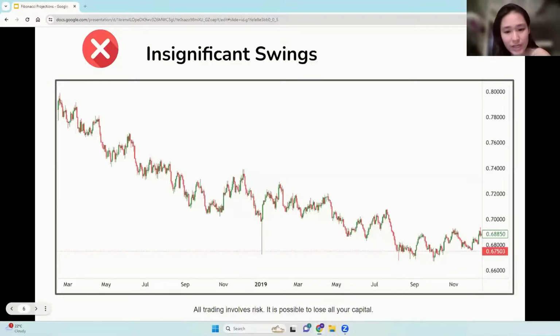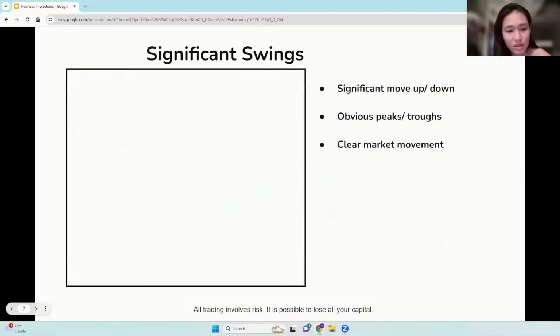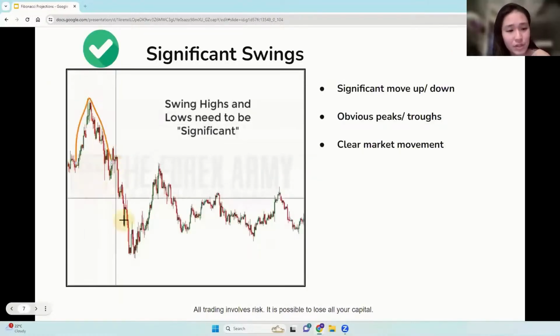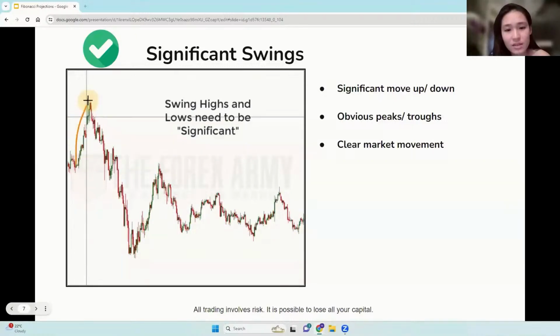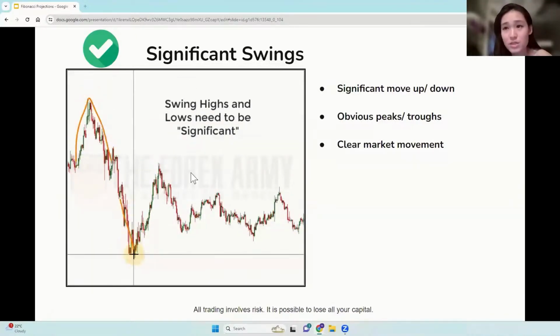Now let's look at some correct examples, or things that you should be looking out for. So here's an example of significant swings. You can see that there is a clear move up and down with obvious peaks and troughs, and also there are clear market movements.